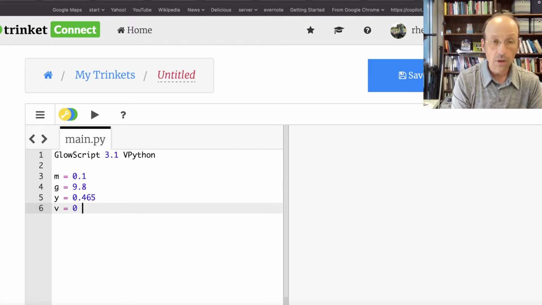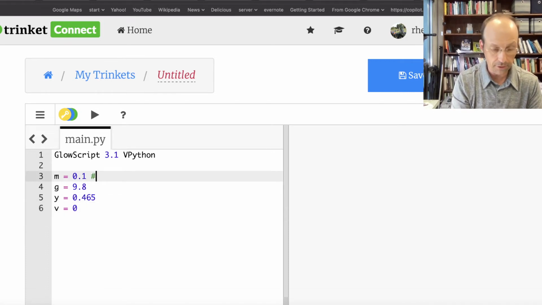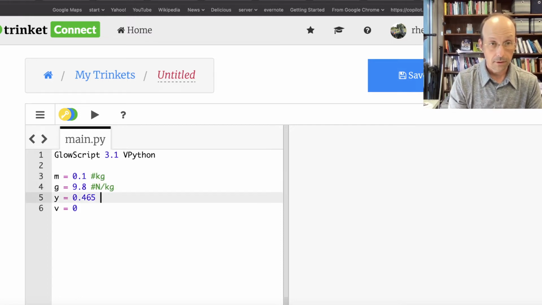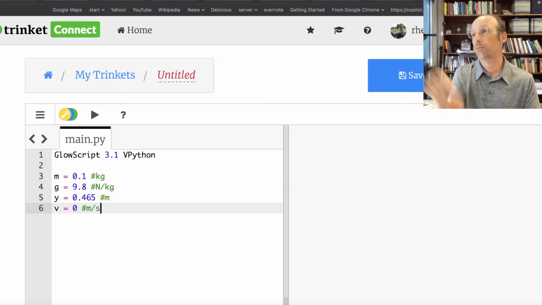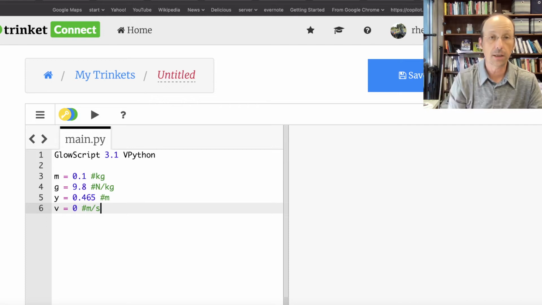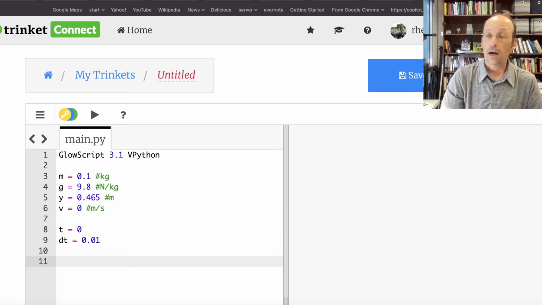V equals 0. You'll notice two things. I don't put the units. If I do want to put those there as a comment, that's kilograms, Newtons per kilogram, meters per second. And 2, I don't have subscripts, right? Because I'm going to actually change that value of y. I don't need to keep track of all the different y's. I'm just going to keep changing it. T equals 0, dt equals 0.01.